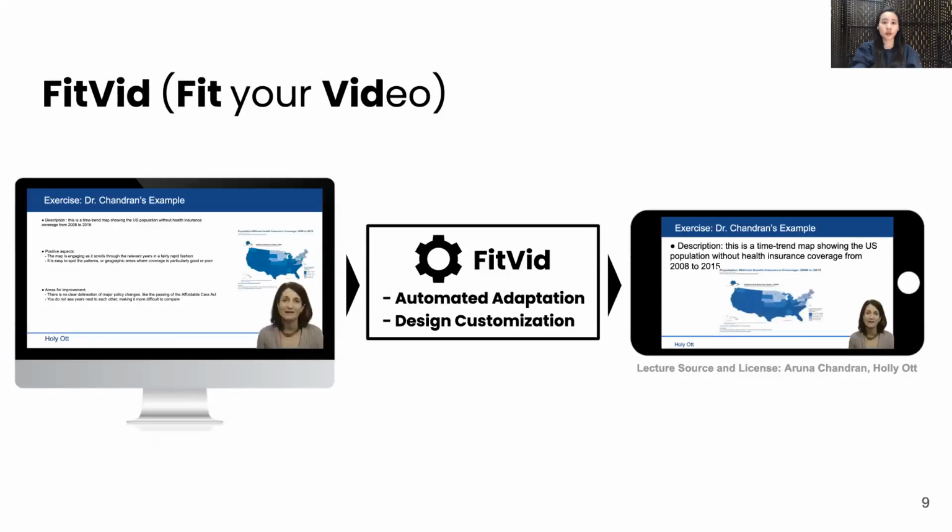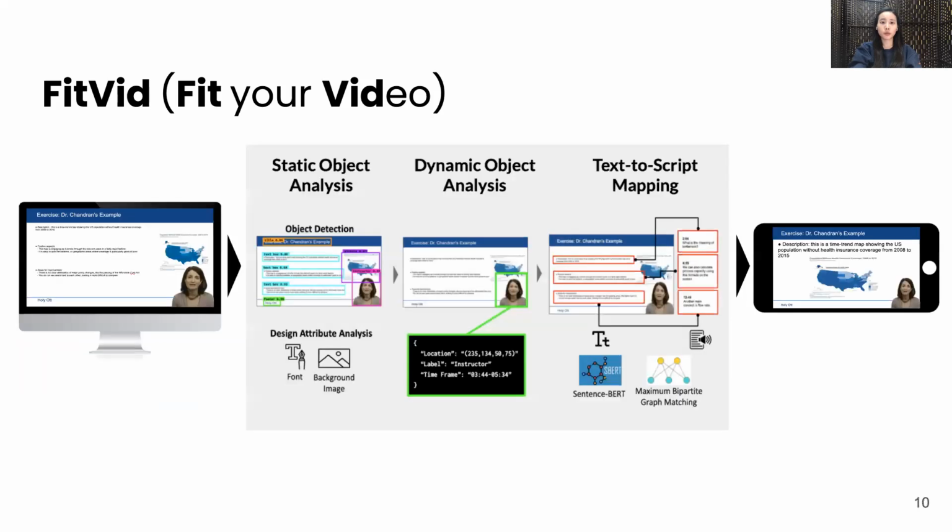Considering those challenges of the non-pixel-based approach and rule-based methods, we designed a system that automatically adapts and customizes video content designed for desktop environments to small mobile screens, making it more readable and digestible. The computational pipeline of our system consists of three main parts, which analyzes the static objects and the dynamic objects, and then maps the on-screen text to audio narrations.